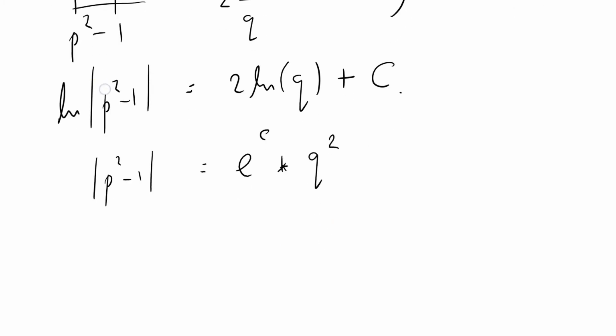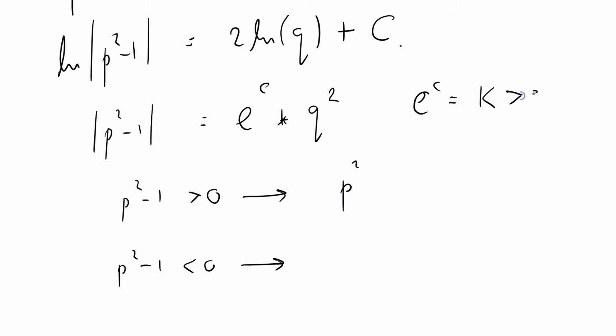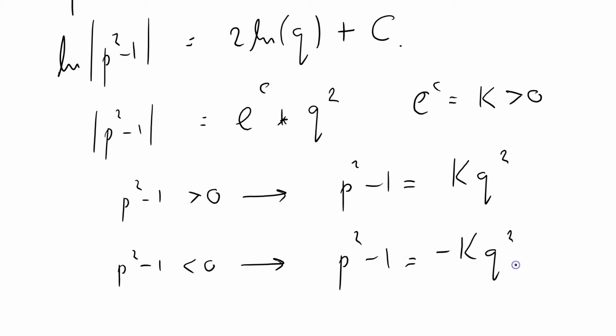So that splits into two cases. We've got p squared minus 1 is positive. We've got p squared minus 1 is negative. And each one of these has got a different solution. Let's do the positive one first. I'm going to write e to the c equals k, and that tells me that p squared minus 1 equals k q squared, and for the negative case, it's the other way around, p squared minus 1 equals minus k q squared.